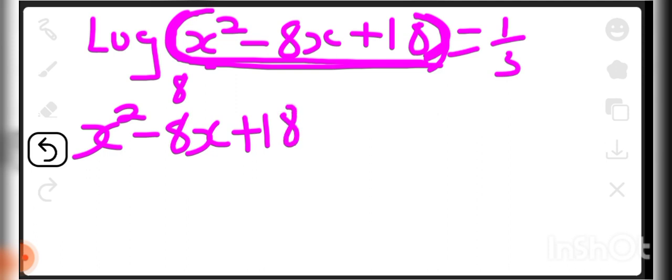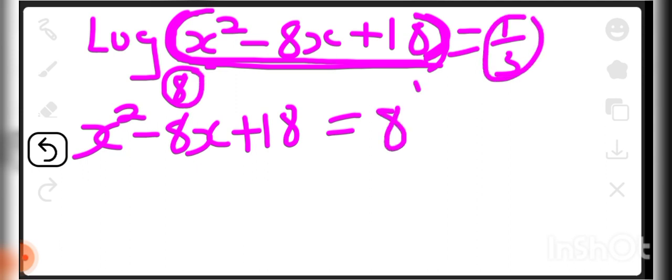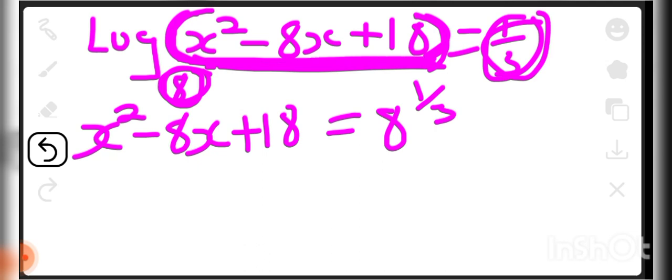So that's our A now. It must be equal to this base, which is B, raised to the power of anything in this place, which is C. 1 over 3. I don't know if you understand it. Everything here is acting as 1. That is our A. If log A to base B is equal to C, therefore A must be equal to B raised to the power C. That's what I'm trying to say.